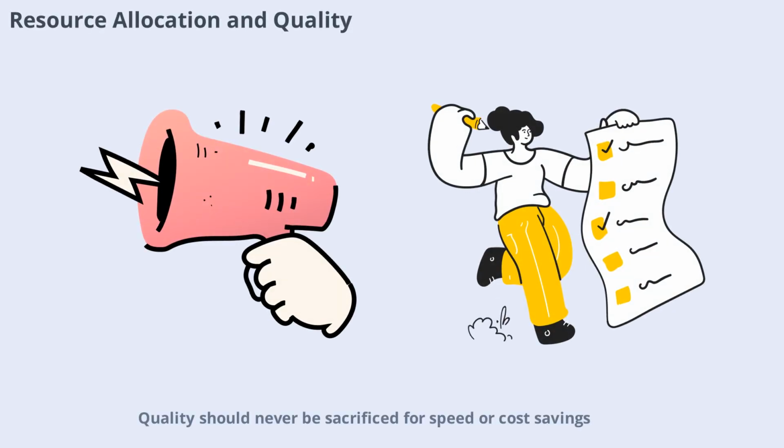Quality should never be sacrificed for speed or cost savings. Allocate enough resources to ensure that tasks are completed to a high standard. Regular quality checks and feedback loops help maintain standards and deliver results that meet or exceed expectations.